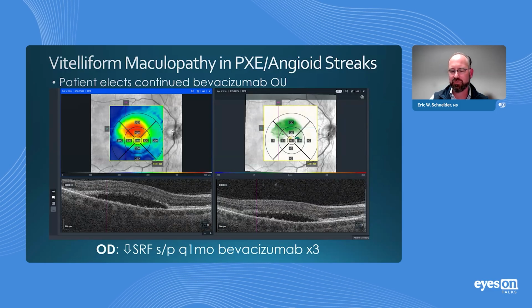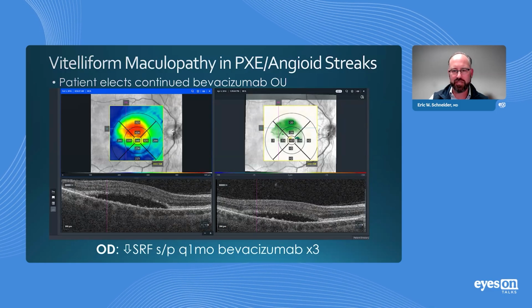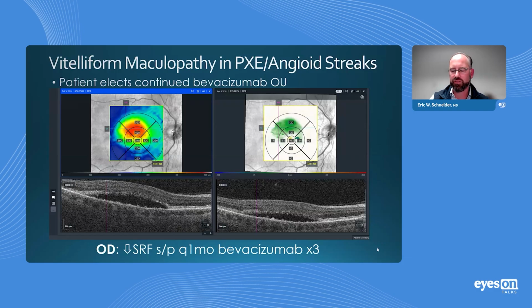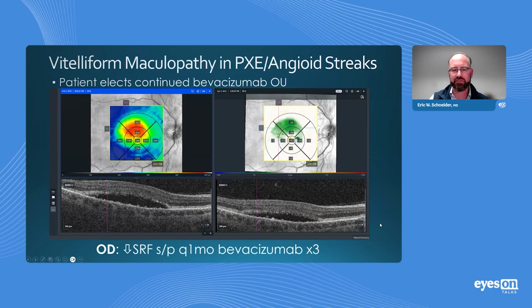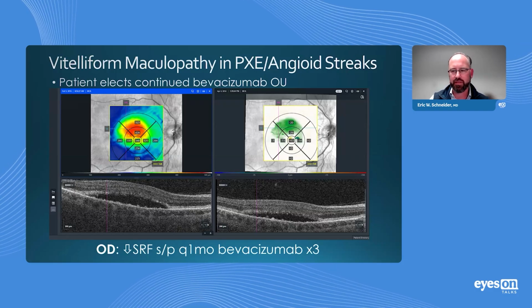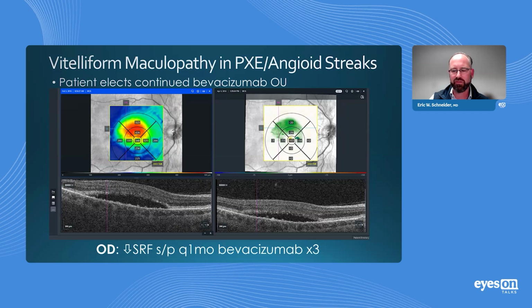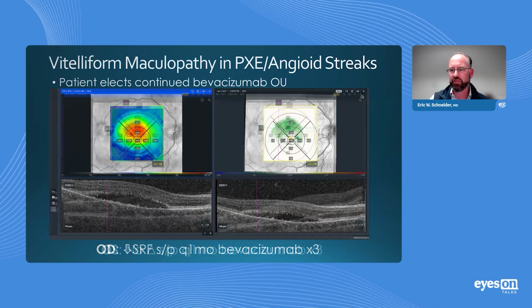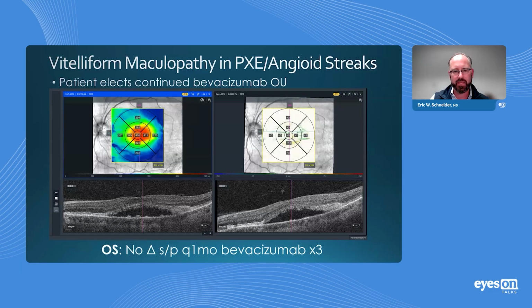And so this is after 3 monthly bevacizumab injections under my care. And you see over that time frame in the right eye, we see a significant reduction in the thickness of the retina in that superior hyporeflective area in the right eye. However, in the left eye, we see no change.